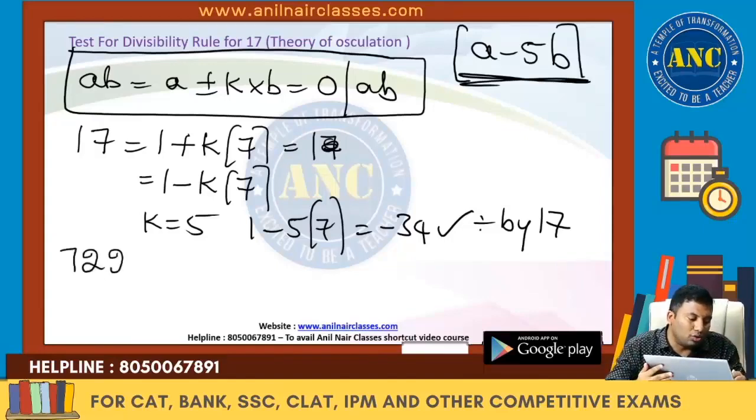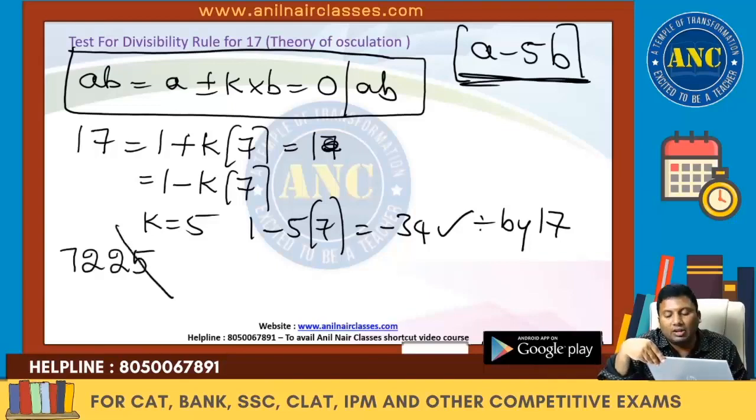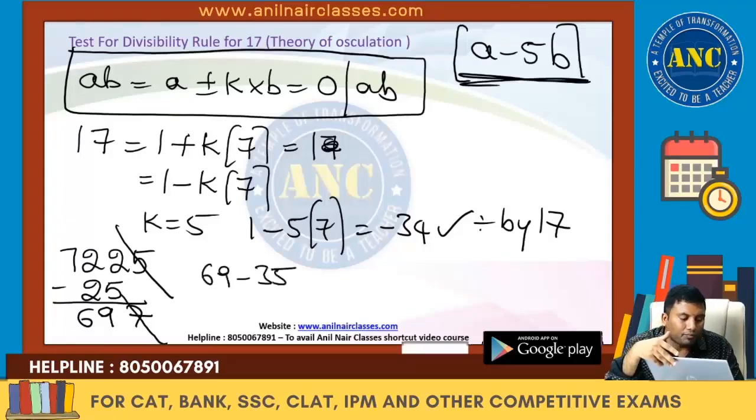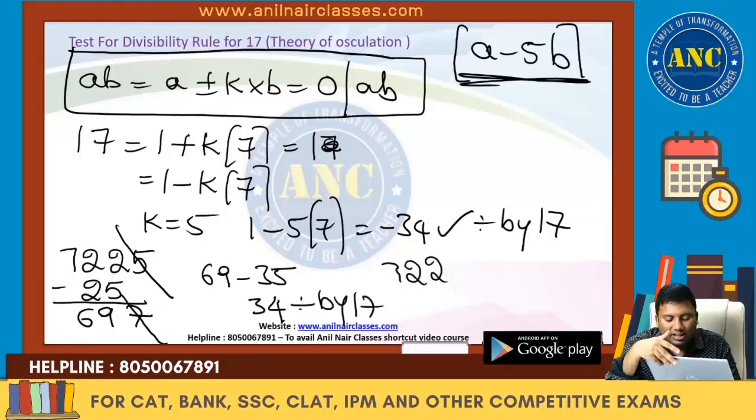Suppose it is 7225. What is the divisibility rule? A minus 5B. Take the unit digit, multiply it by 5. 5 5s are 25. Subtract it from the remaining part. So it is 697. Take the unit digit, multiply by 5. 7 5s are 35. 69 minus 35, which is 34. 34 is divisible by 17. So 7225 is divisible by 17. I hope the idea is clear.